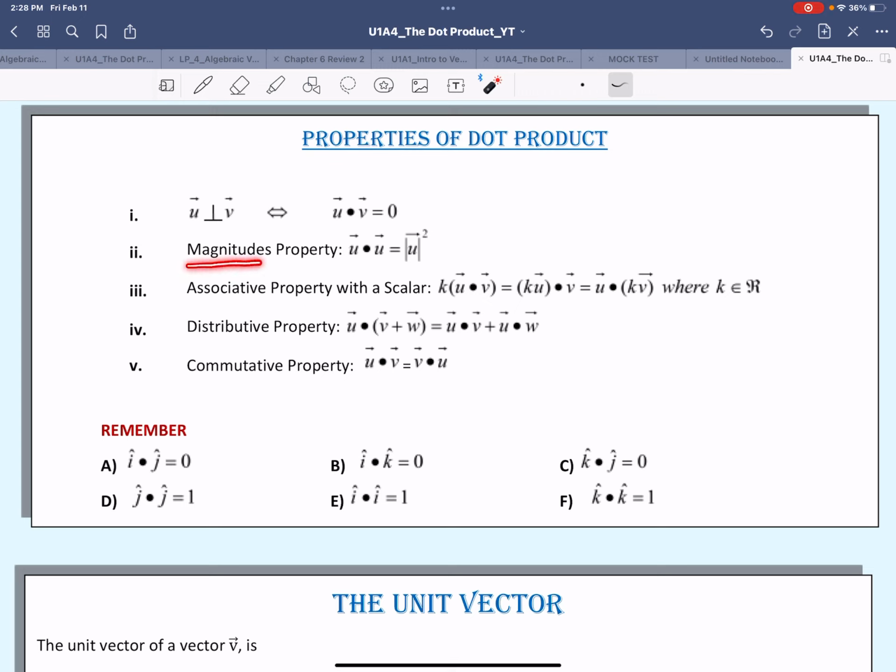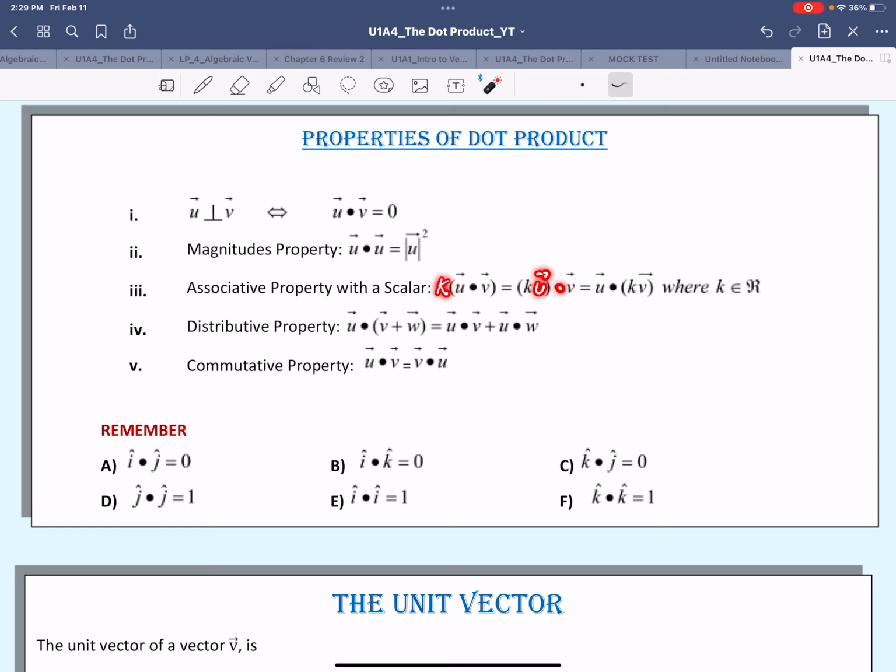If the dot product is 0, then we can deduce that the vectors are perpendicular. There is something we call magnitudes property that states that the dot product of a vector with itself equals the magnitude of the vector to the power of 2. The associative property with a scalar states that if we have a scalar multiplied by a dot product, remember dot product itself is a scalar on its own, then we can multiply this scalar by each vector.